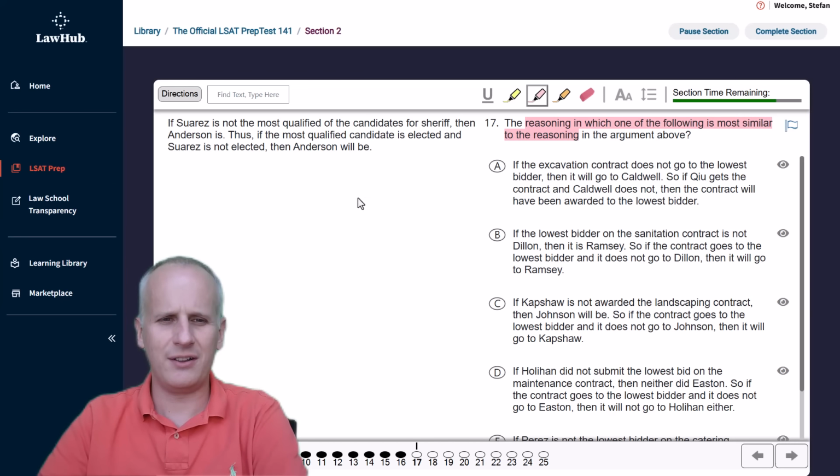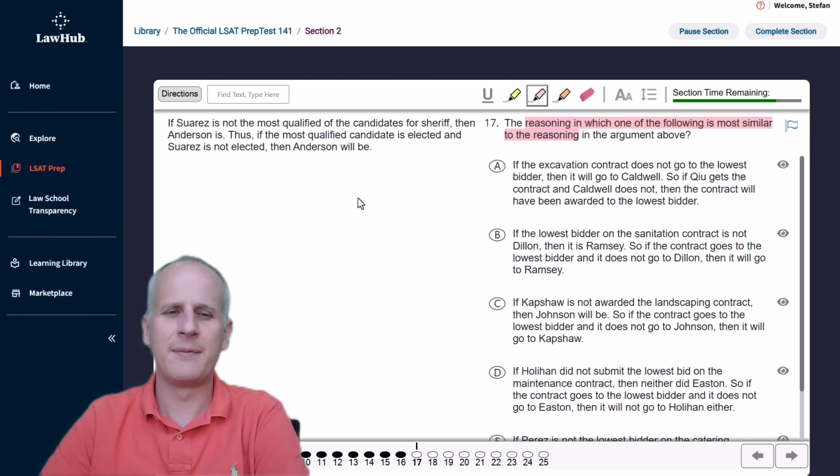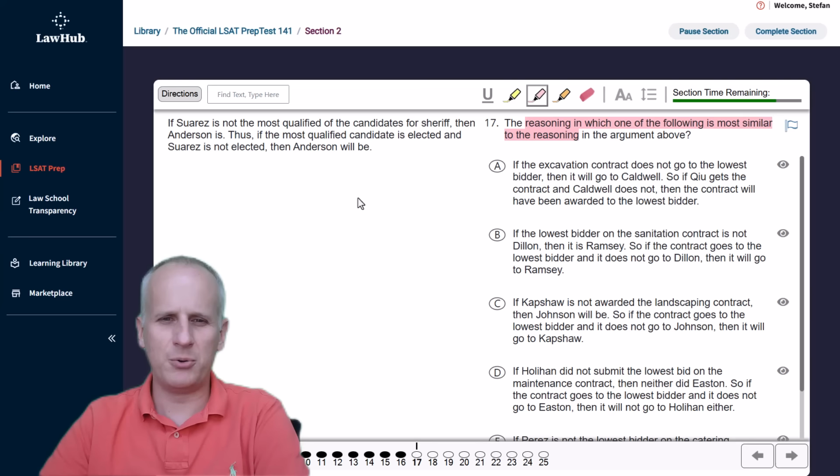So we start on the left. If Suarez is not the most qualified of the candidates for sheriff, then Andrson is. And you probably recognize this as conditional logic, but I don't want to diagram it manually in the digital LSAT era. It's just not an efficient use of your time. So we just know that that's a conditional statement of fact, and we see the conclusion as indicated by the word thus. If the most qualified candidate is elected and Suarez is not elected, then Andrson will be, and we need to highlight that conclusion.